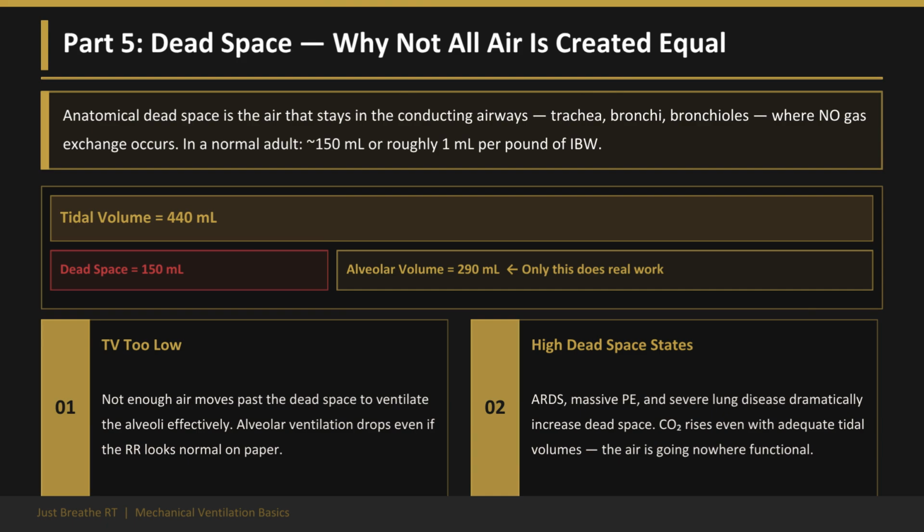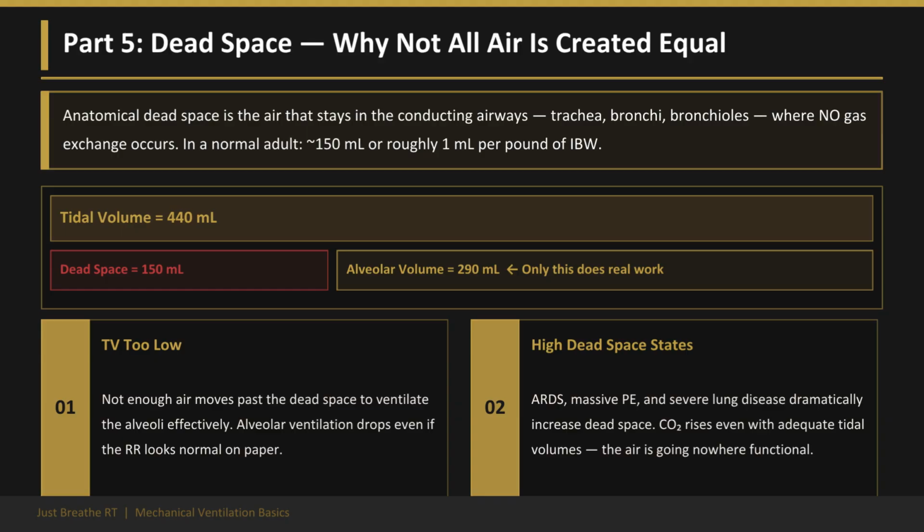Before we get to plateau pressure, there is one more concept that will take your understanding from textbook to bedside, and that is dead space. Not all of the air you deliver actually reaches the alveoli where gas exchange happens. Some of it stays in the conducting airways, the trachea, bronchi, and bronchioles, where there are no alveoli and no gas exchange takes place. This is called anatomical dead space, and in a normal adult it is approximately 150 milliliters, roughly 1 milliliter per pound of ideal body weight.